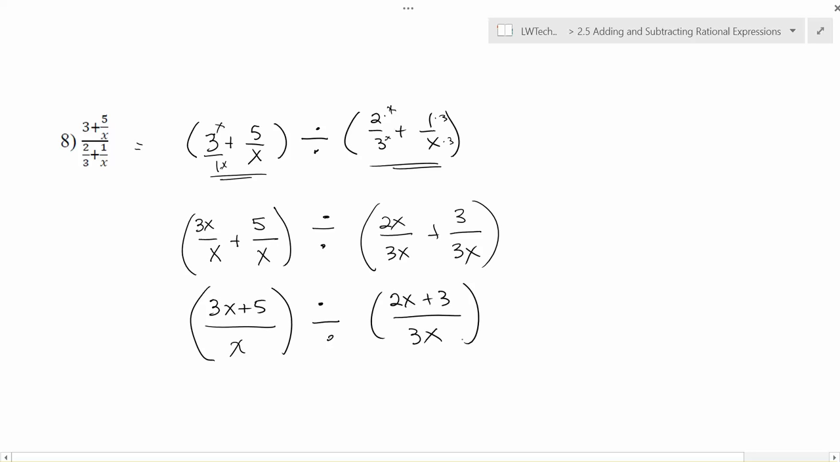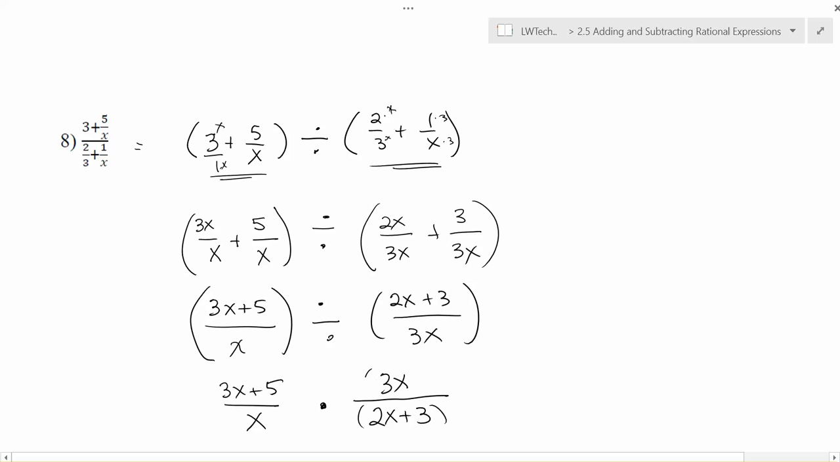Okay, almost finished with the problem. Now that I have one fraction divided by one fraction, I can rewrite this as a multiplication problem. So I'll have 3x plus 5 on the top divided by x, change the divide to times, and then I want to flip the second fraction over so I can multiply by the reciprocal. So I end up with 3x over 2x plus 3.